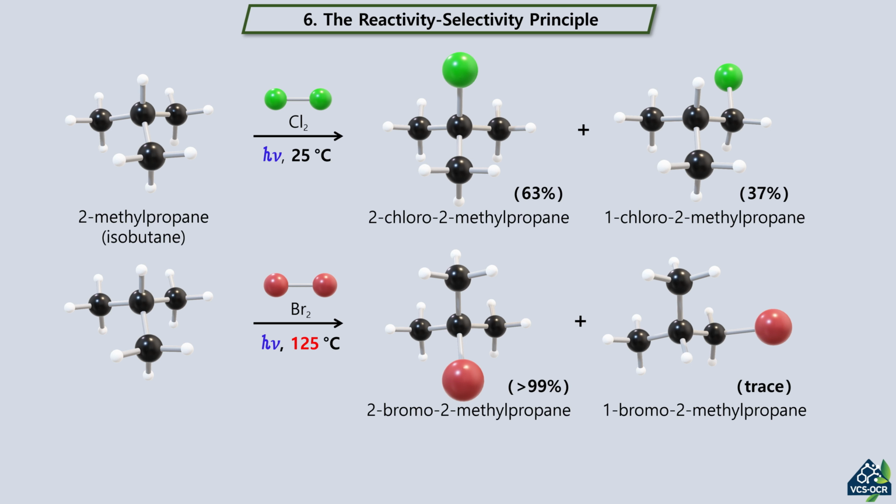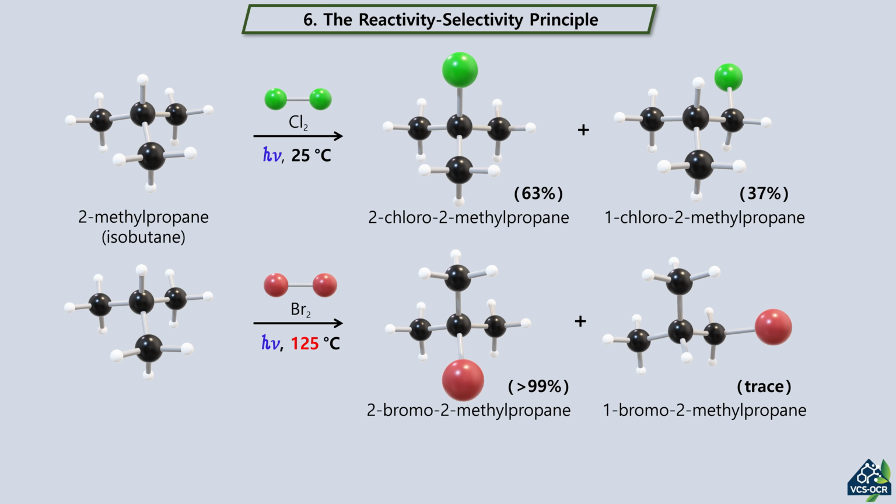In chlorination, even though the primary hydrogens outnumber the tertiary hydrogen 9 to 1, the reaction yields a significant mixture: 63% of the tertiary product, 2-chloro-2-methylpropane, and 37% of the primary product. Because chlorine is so reactive, it cannot effectively discriminate between different types of hydrogens.